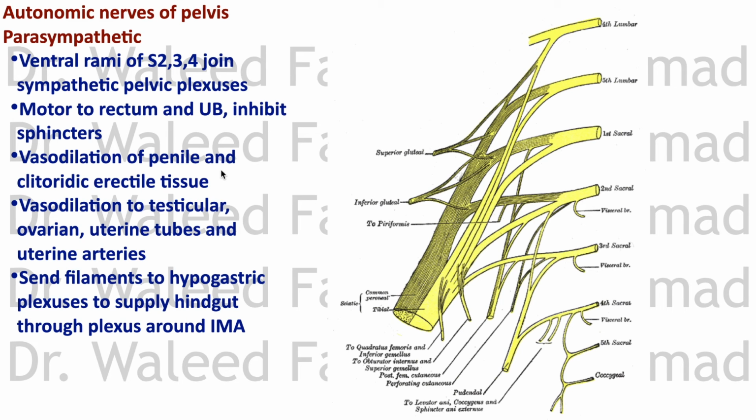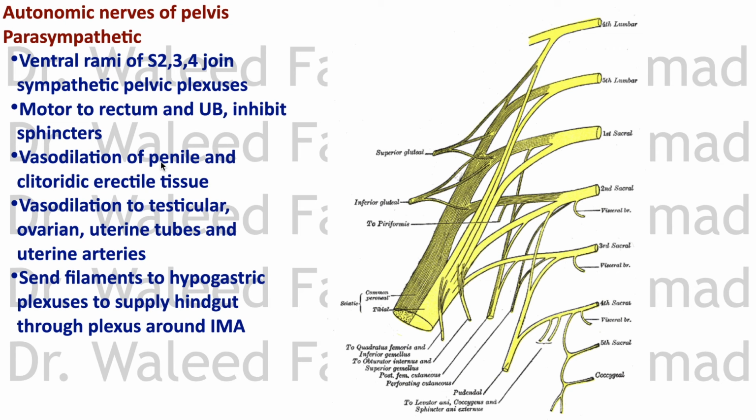The parasympathetic, we are talking parasympathetic, okay? Don't confuse that. It joins the sympathetic pelvic plexuses, but the parasympathetic component is responsible for defecation and urination. It causes contraction of the rectum and urinary bladder, inhibits sphincters. It causes vasodilation of all erectile tissue present in the penis or clitoris, and vasodilation to testicular, uterine arteries, uterine tubes, and ovarian arteries, and sends filaments to the hypogastric plexuses.